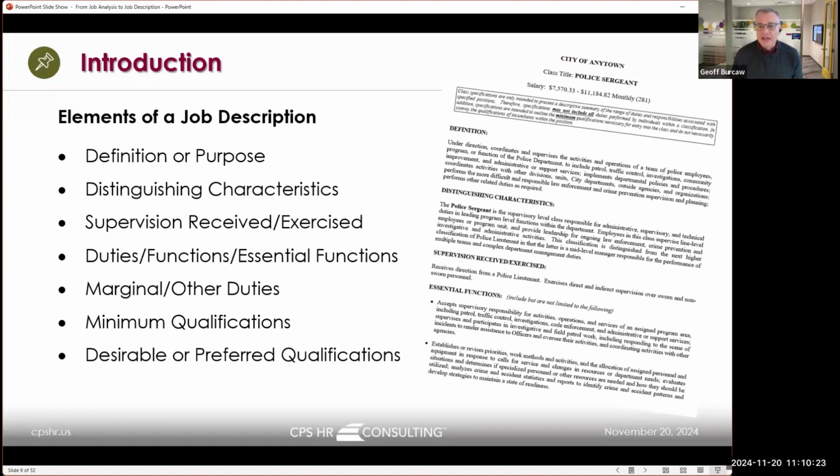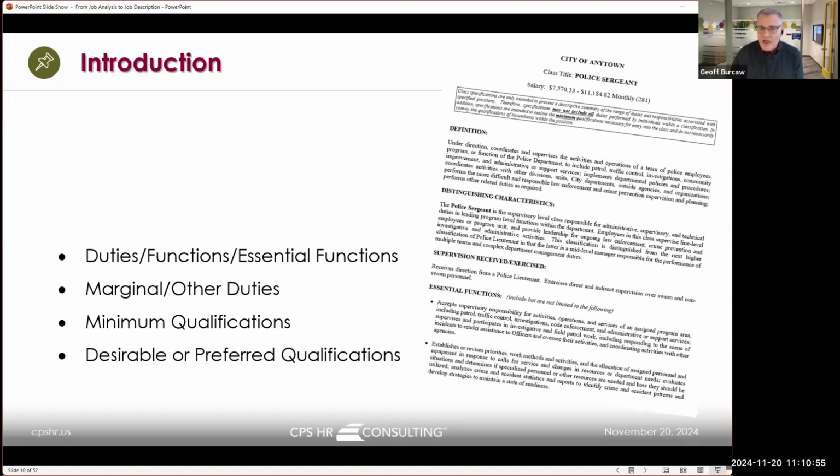And then, of course, the qualifications for the job. There's minimum qualifications, and those could be in terms of actually spelling out the KSAs that are required at a minimum, but also things like education, training, experience, things that would indicate that someone has those KSAs at a minimally acceptable level. But then we also might have desirable qualifications or preferred qualifications. So they're not minimal, but they're also helpful.